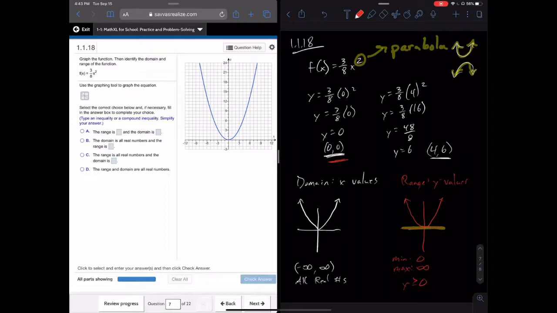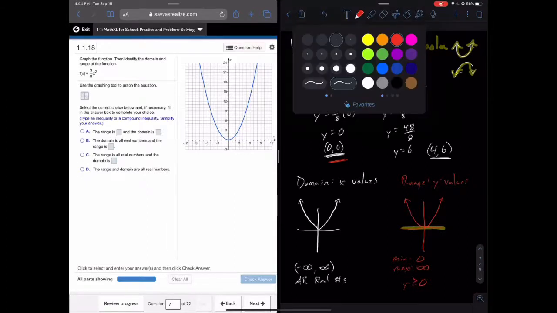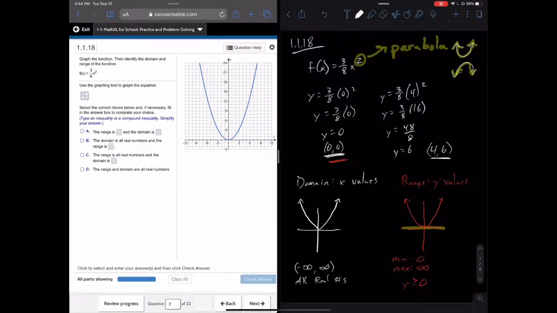So we want to fill out whichever one, A, B, C, or D. We want the x values to be all real numbers, and my range would be y is greater than or equal to 0. So type those in, and you should get the correct answer.